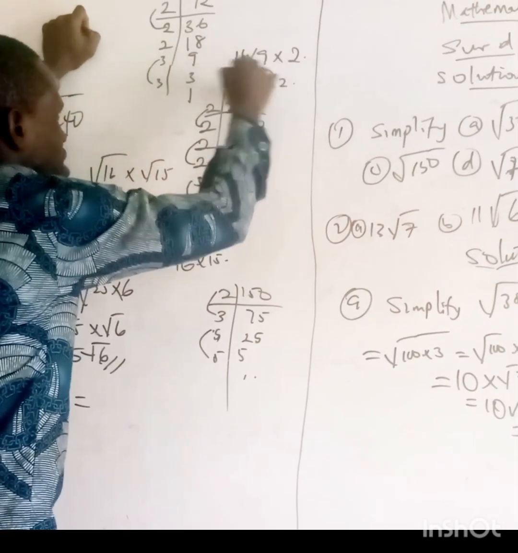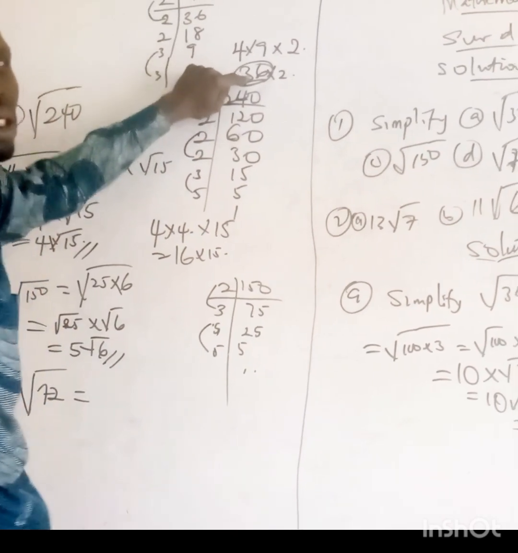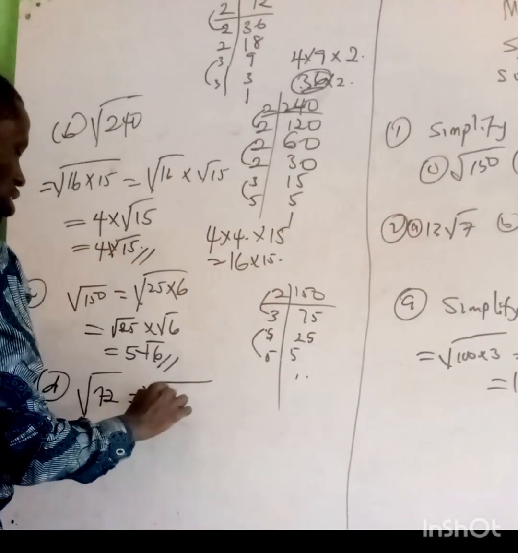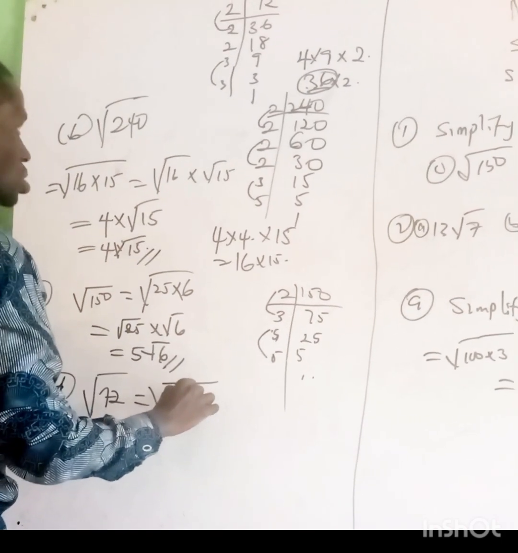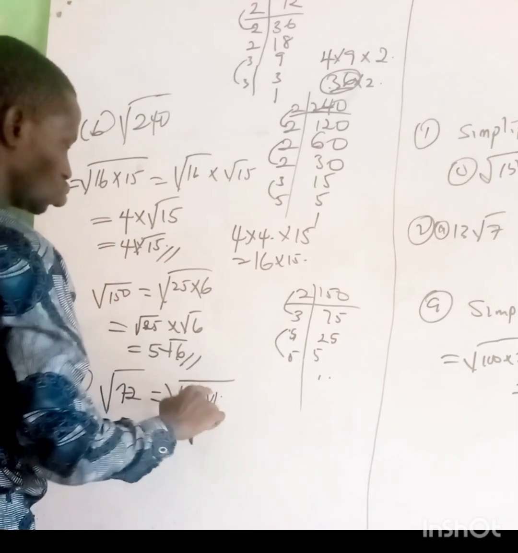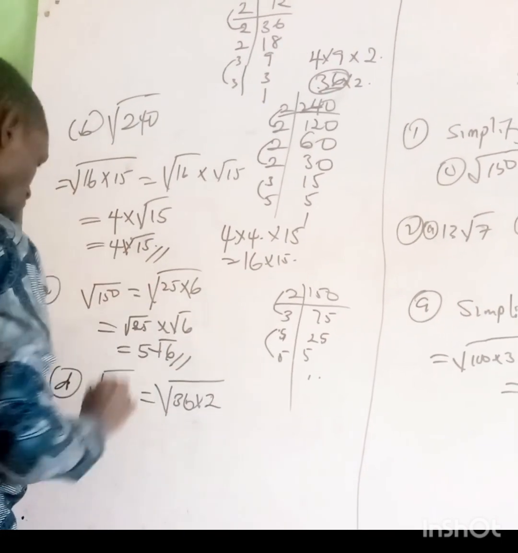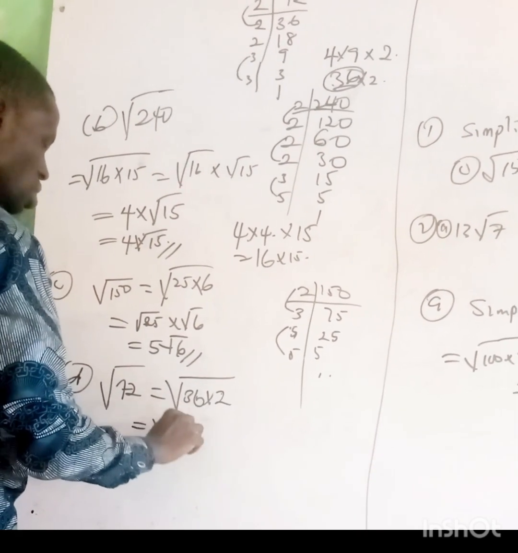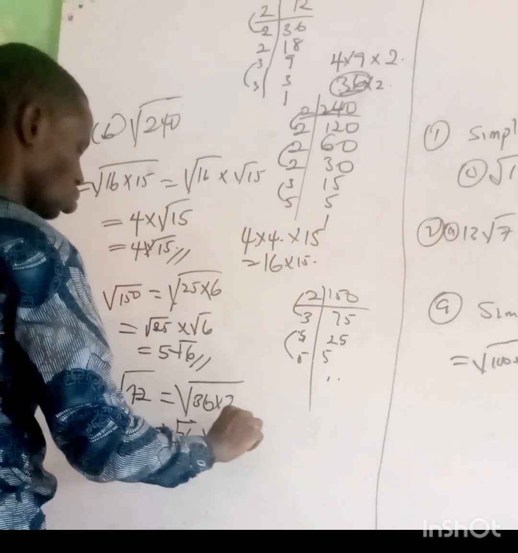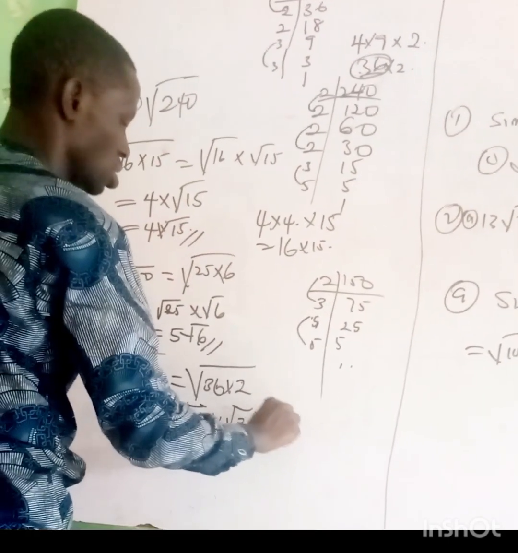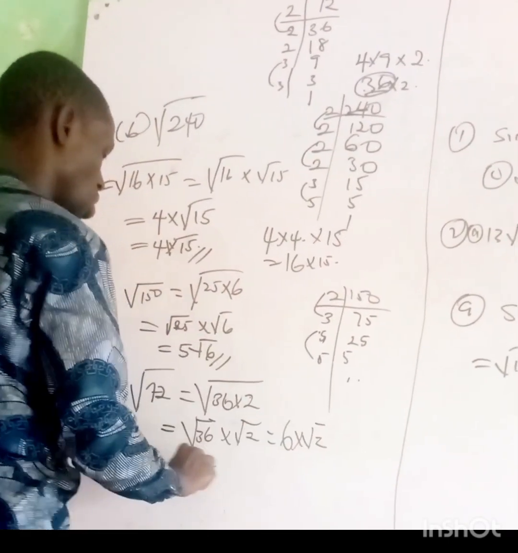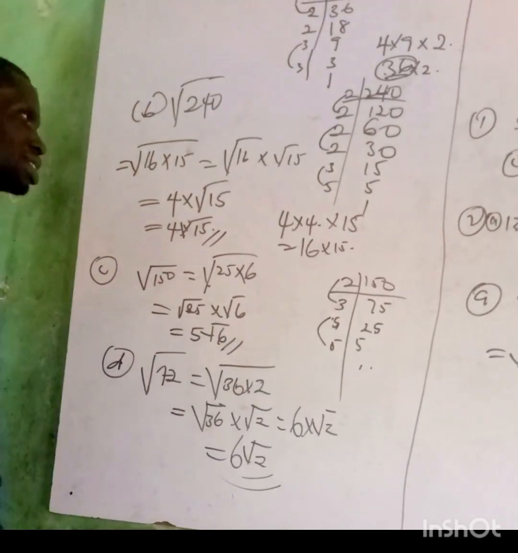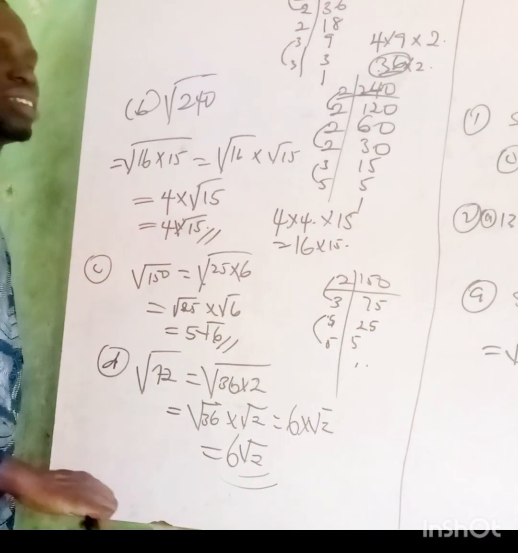So now you look at this, have the square root. What's the square root of 36? 36. So write it first, never forget, times 2. Then that will give us root 36 times root of 2. That will be 6 times root of 2. That will be 6 root 2. So that's that for number 1.